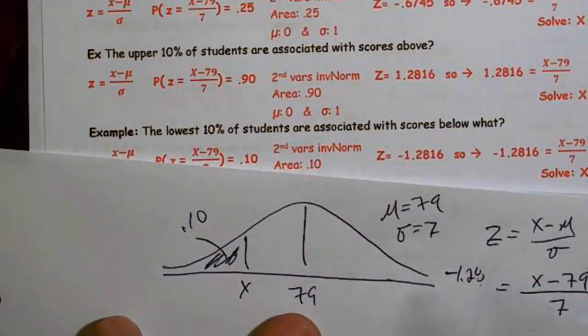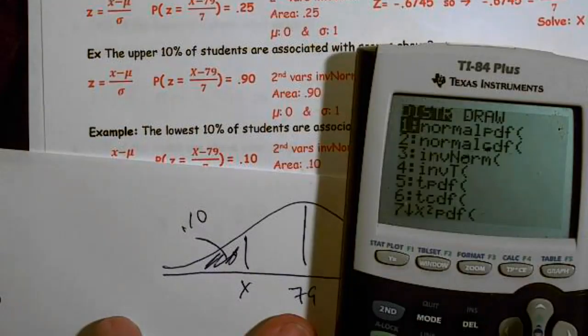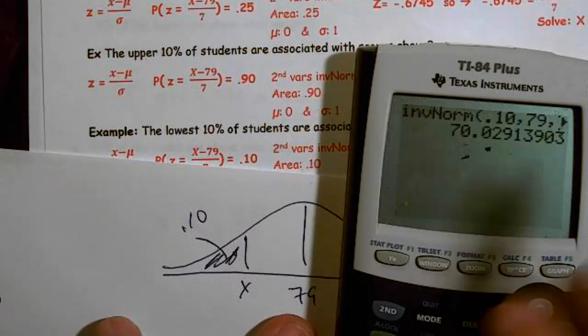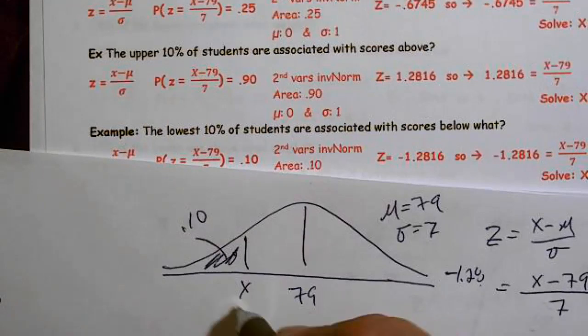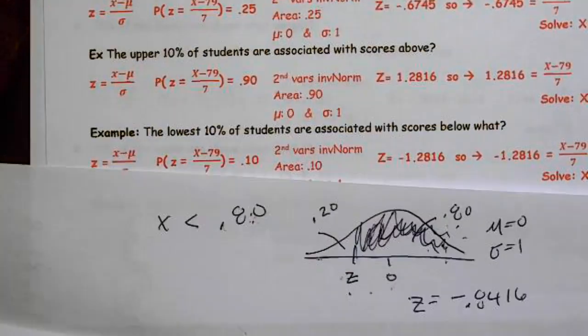All right. Rerunning it, but this time with the actual values. Second vars, inverse norm, 79 and 7. And we end up getting 70. And that makes sense because 70 is a pretty good bit below the mean. All right. So our x value in this case is 70. This was the 5 points for work shown.